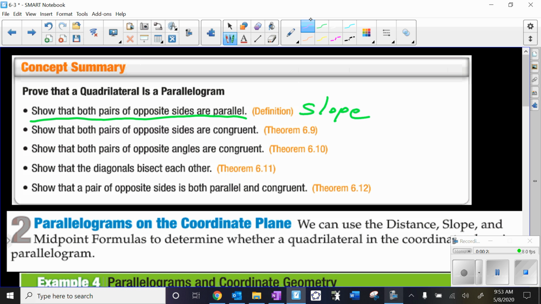We're also going to use the second one quite a bit. Show that both pairs of opposite sides are congruent. That one would use distance. We're not really going to show that opposite angles are congruent. That one would be just a little bit tougher. We could do it, but it would make it a little bit harder. We're going to do the next one though, where we show that the diagonals bisect each other. That is going to use midpoint.